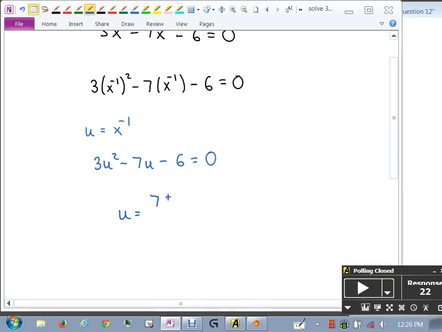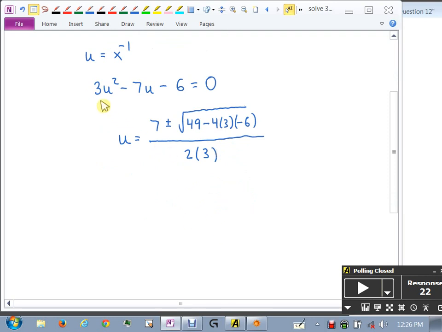7, plus or minus the square root of b squared. What's b squared? 49, right? Minus 4 times a. What's a? 3 times c. What's c? Negative 6, all over, the whole thing over 2 times a. That would be the application of the quadratic formula to this quadratic. It's on the notes. That's your A, that's your B, that's your C, right? And then just plug into the formula.